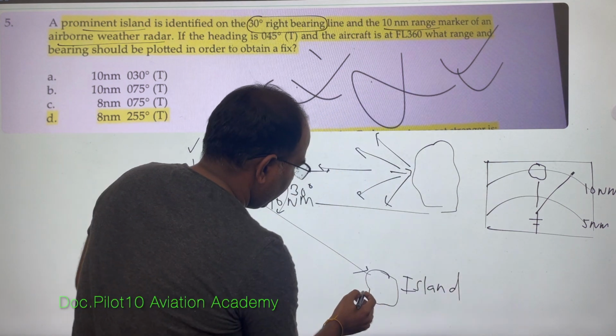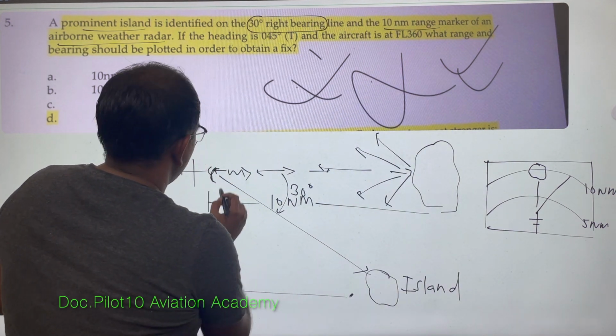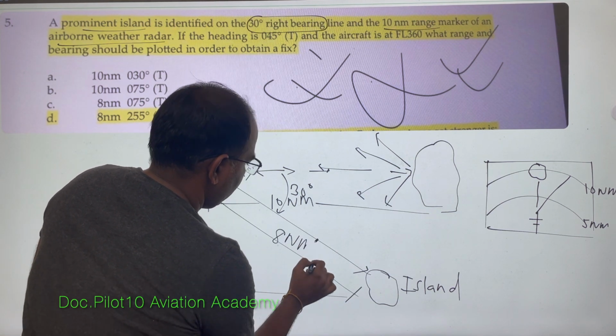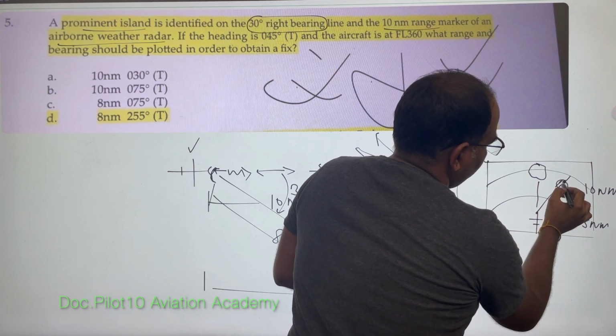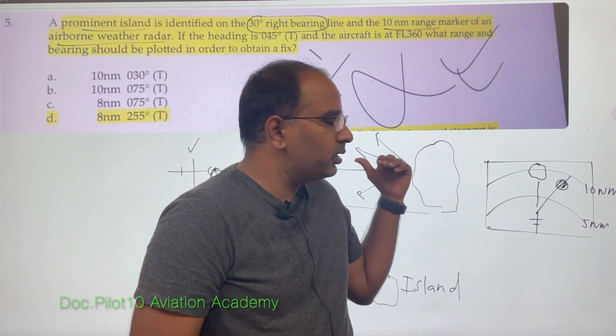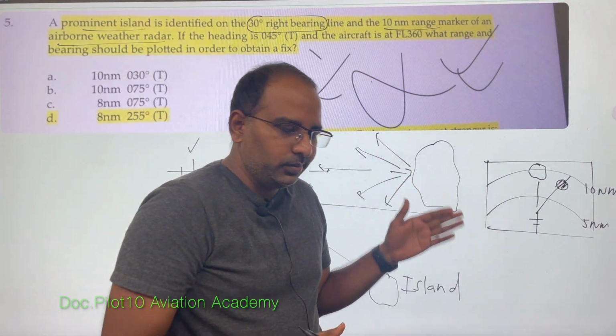Let us say this island is from the aircraft at 8 nautical miles, correct. So, it will be shown here. This will be your island. This is called as mapping. So, mapping can also be done with the help of airborne weather radar, ground mapping, correct.